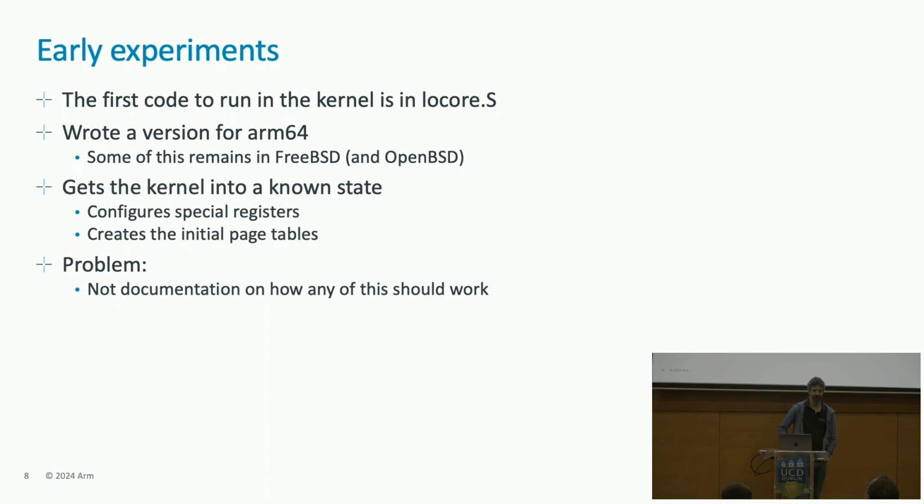So the first piece of code that runs in the kernel is in a file called locore.S, and this was the first attempt at writing this. Some of this code still exists in FreeBSD. I have renamed some of the things, and some of the bits have been changed. And it looks like OpenBSD has some as well, where I think they took some of the FreeBSD code early on and reused it, and they've gone in their own direction and changed things. So that may be the first date, the start of FreeBSD ARM64.